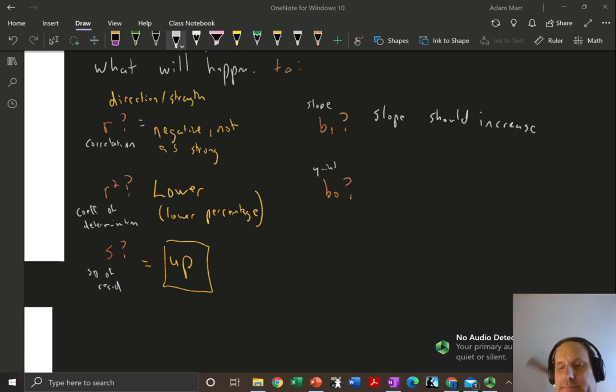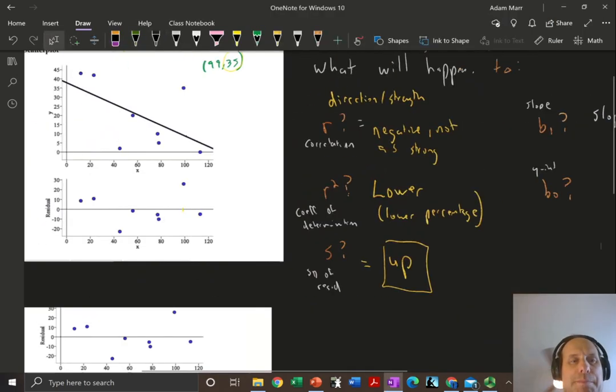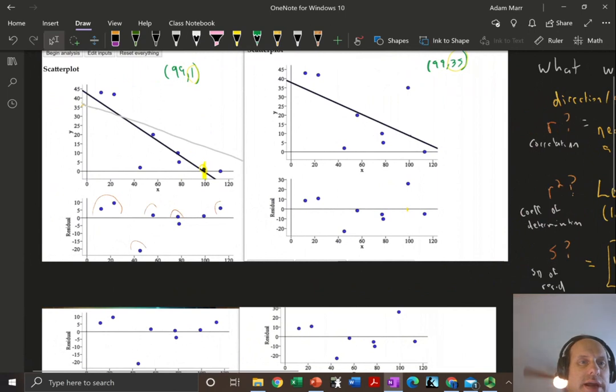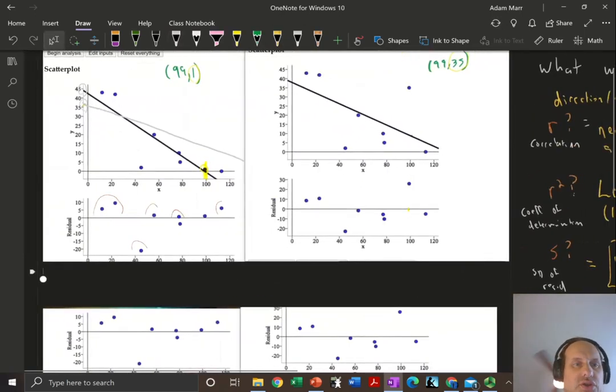Okay. Sorry. Next, the B sub 0. Well, this will be easy to see. The original y-intercept is at 45, and then it went down to 35. So in this case, the y-intercept is going to decrease.